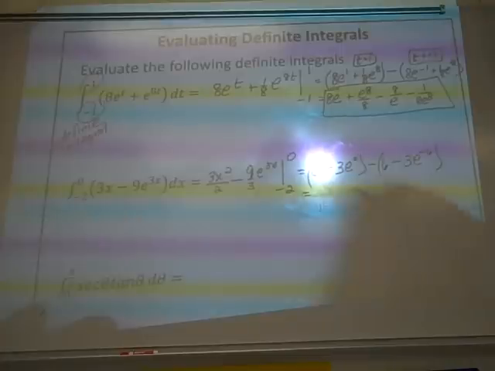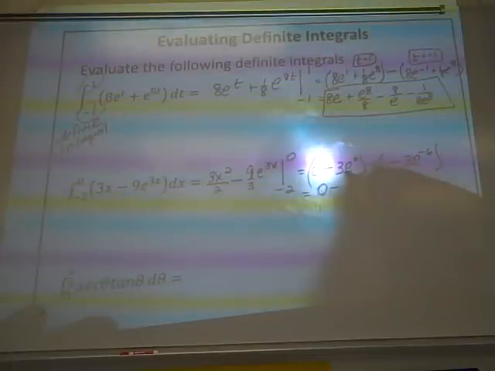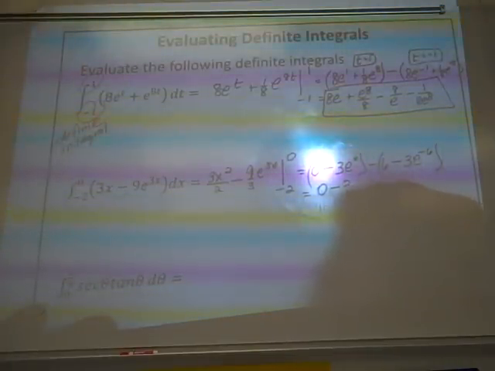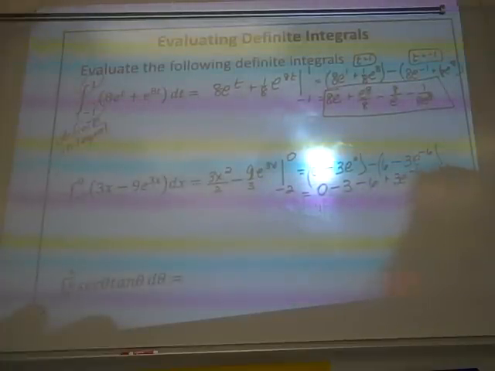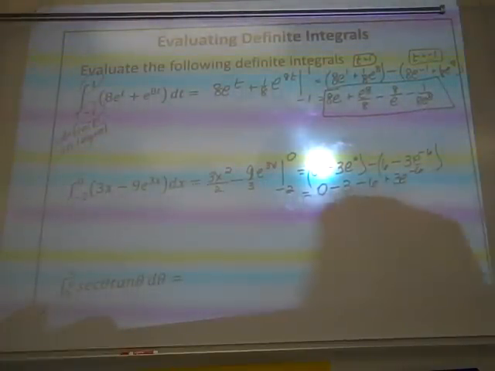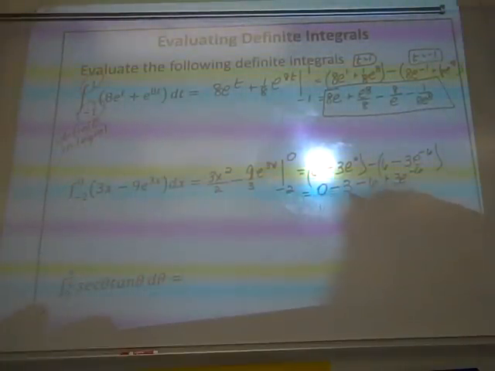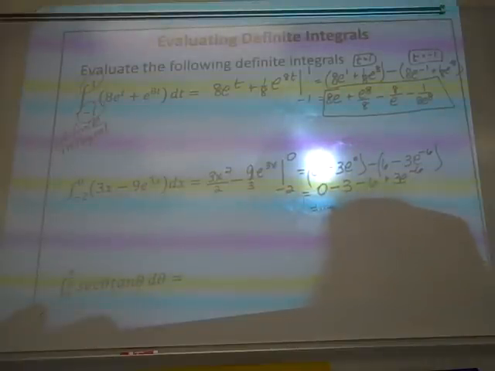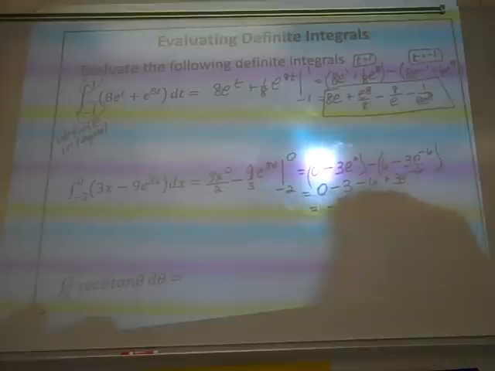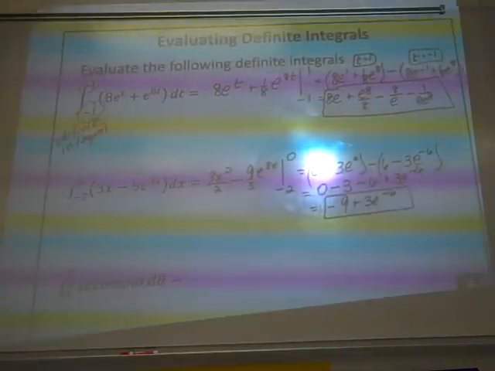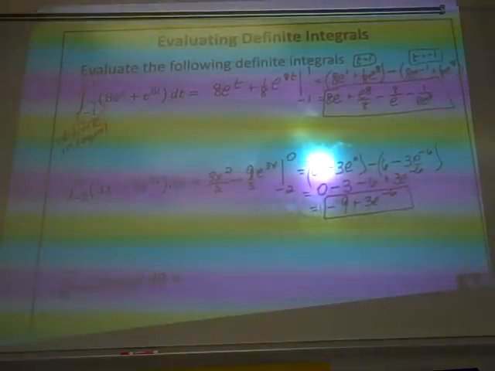We can clean this up a little bit. 0 minus 3e to the 0 is 3, minus 6, plus 3e to the -6 power. I can combine like terms. I have 0 minus 3 is -3, minus 6, -9, plus 3e to the -6. And again, no simplification to be done.